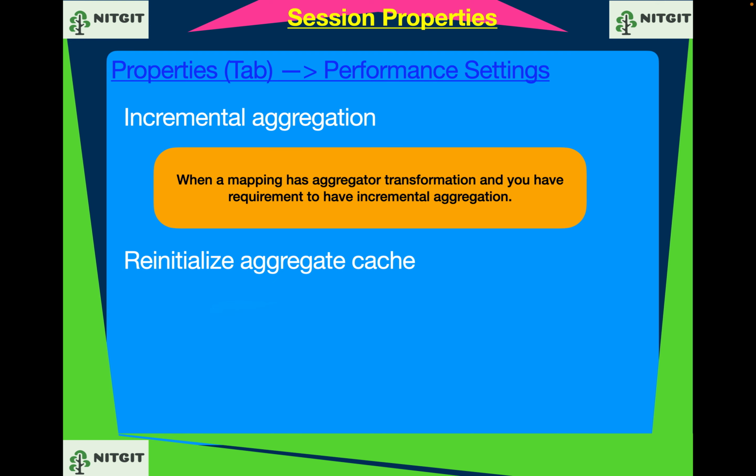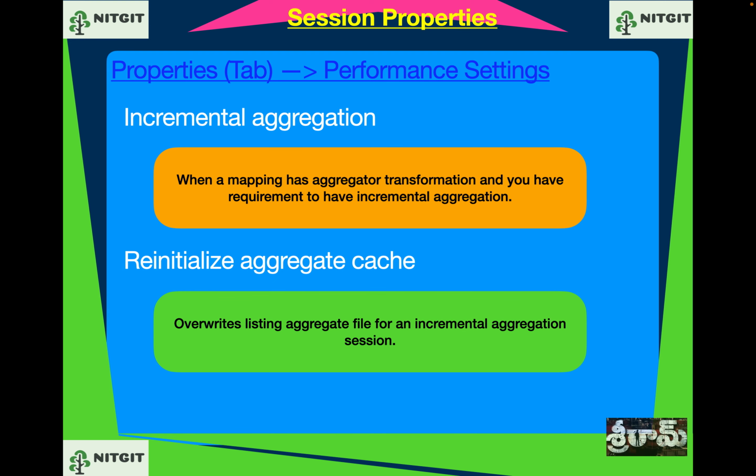Incremental aggregation. When a mapping has an aggregator transformation and you have a requirement for incremental aggregation, then this will help. Incremental aggregation improves the performance of the aggregator. So this is important. Reinitialize aggregate cache overrides the existing aggregate file for an incremental aggregation session. So it reinitializes the cache which has already been created, which we never change.